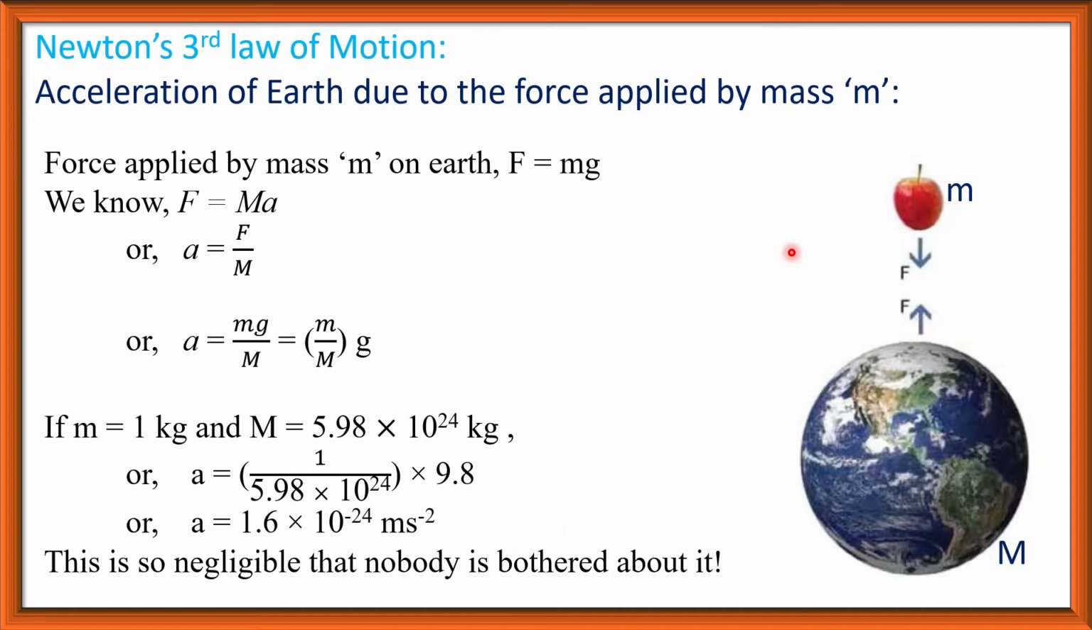Therefore apple and earth attract each other with the same force, but the acceleration of the apple is more than the acceleration of earth, because the mass of apple is very small but the mass of earth is very large. Therefore apple moves towards the center of the earth, never the earth moves towards the apple.